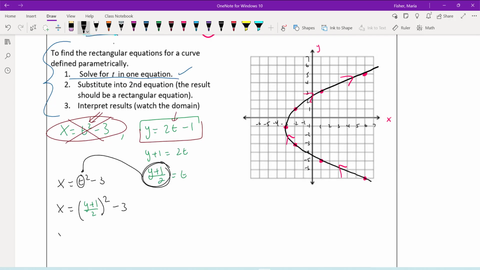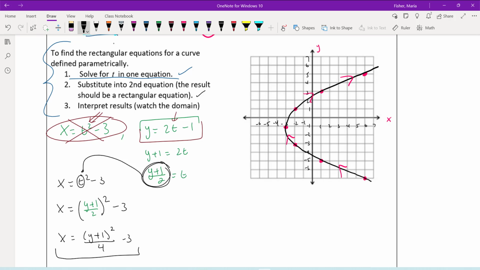If I clean this up a little bit, I could distribute the square to the numerator and the denominator of this fraction, and that would be (y + 1) squared all over, well, 2 squared is 4. Well, if you look at this equation, this is a parabola that opens to the right, which makes sense because that's what we drew there, a parabola that opens to the right.